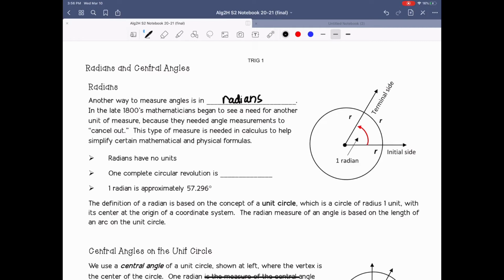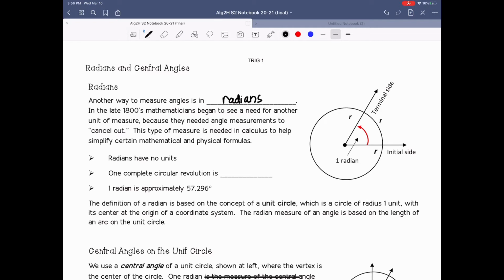Let me give you some context about radians. In the late 1800s, mathematicians began to see a need for another unit of measure. Because they needed angle measurements to cancel out, we developed this idea of radians. They needed cancellation when they were simplifying mathematical and physical formulas. So that is why they developed the idea of a radian.